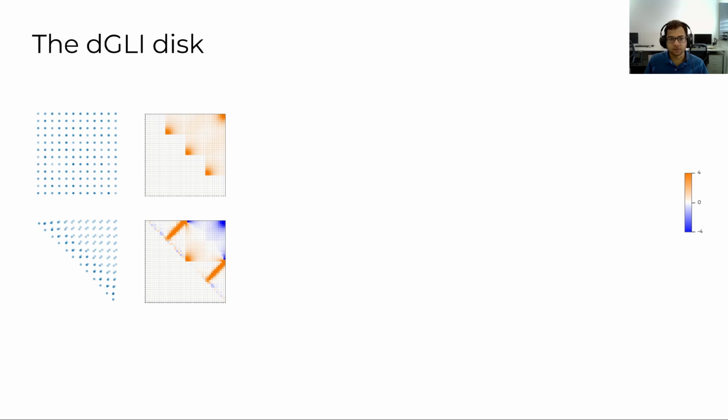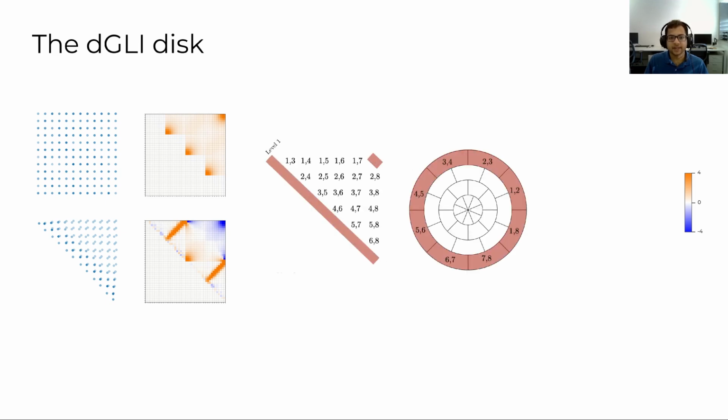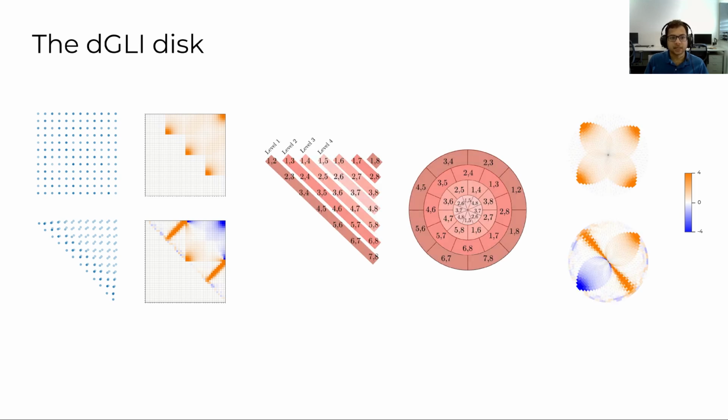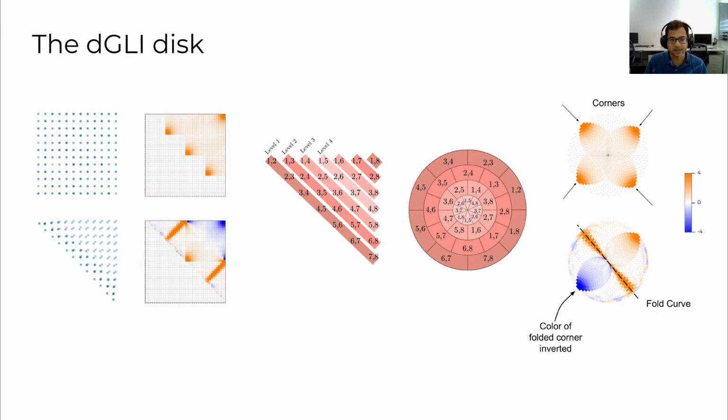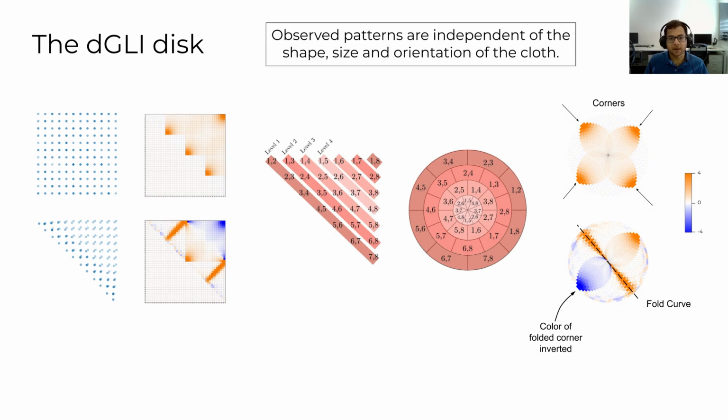Building from these prior works, we use all the edges on the cloth border, which gives us more information about the cloth state. We rearrange the degree matrix onto a circular grid. This representation, the degree disk, displays easy to identify features such as the corners, fold locations, and corners that have been folded. The observed pattern is independent of the shape, size, and orientation of the cloth.